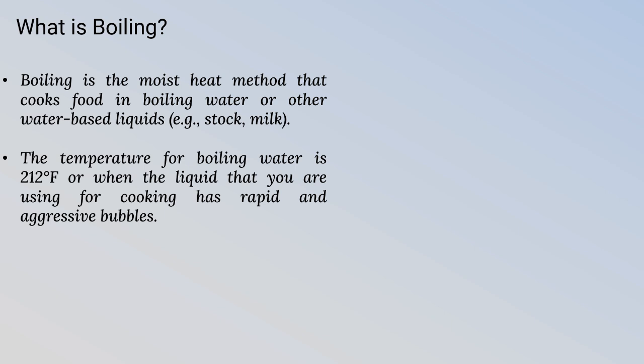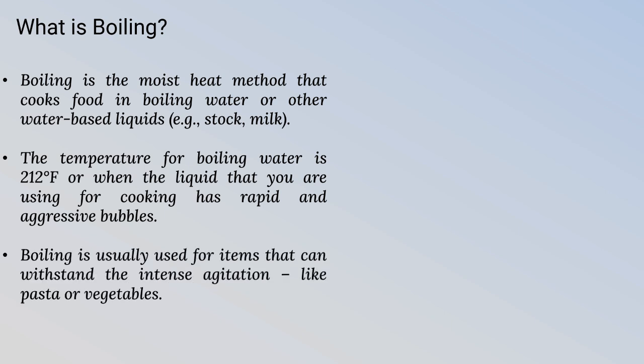The temperature for boiling water is 212 degrees Fahrenheit, and as you all know, in centigrade it is 100 degrees Celsius. When the liquid you are using for cooking has rapid and aggressive bubbles, once the water comes to that boiling point, you'll see aggressive bubbles in the water, the water is moving up and down, and there is a current flowing inside the water.